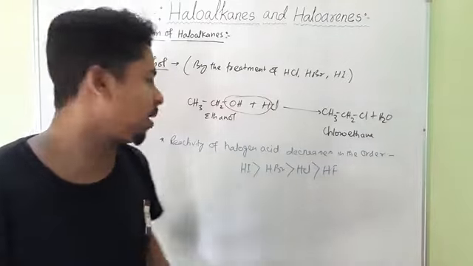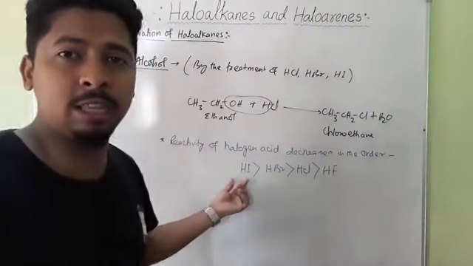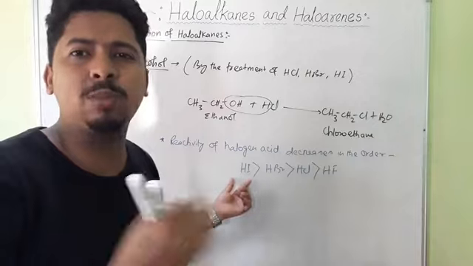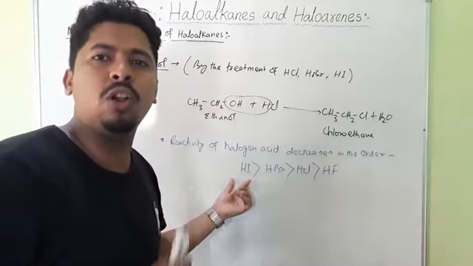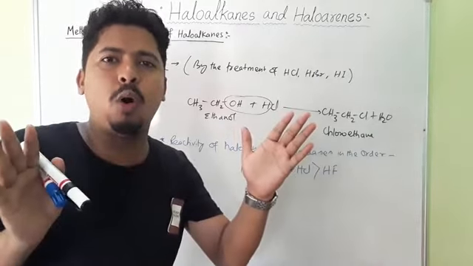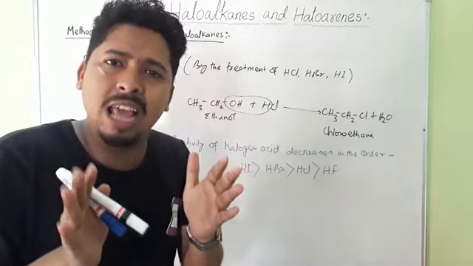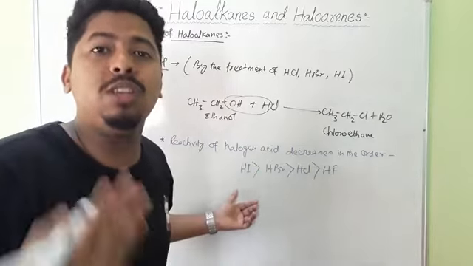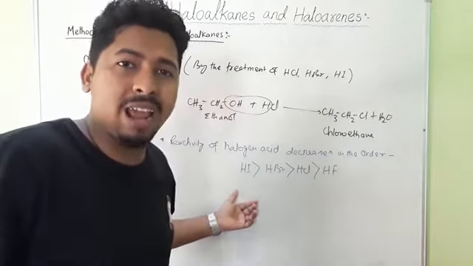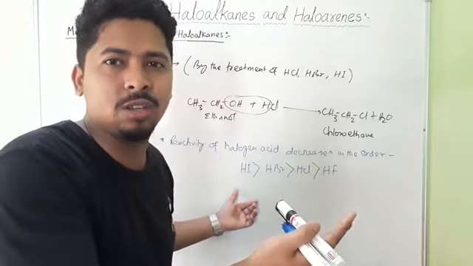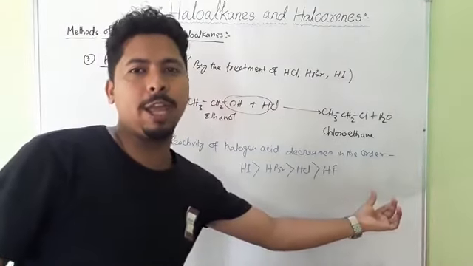Now the question comes up, why? Because in the case of HI, the bond length is more. Bond length more means the bond strength is less, meaning this HI molecule will break more easily. The more easily it breaks, the more easily it will react. So the reactivity decreases in this order.